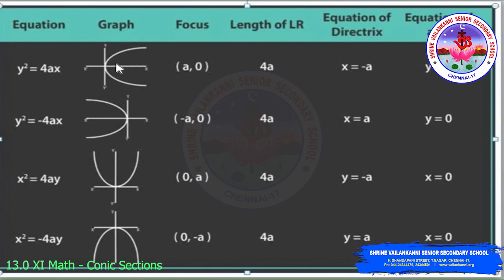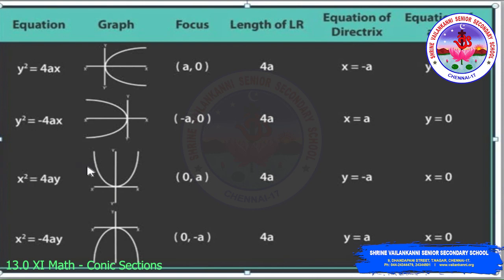Here the parabola opens rightwards, the equation is y square equal to 4ax, the focus is a comma 0, the length of the latus rectum is 4a, the equation of the directrix is x equal to minus a, and the equation of the axis is y equal to 0. For the parabola opening leftwards, y square equal to minus 4ax, the focus is minus a comma 0, the length of the latus rectum is 4a, the directrix is x equal to a, and y equal to 0 is the equation of the axis.